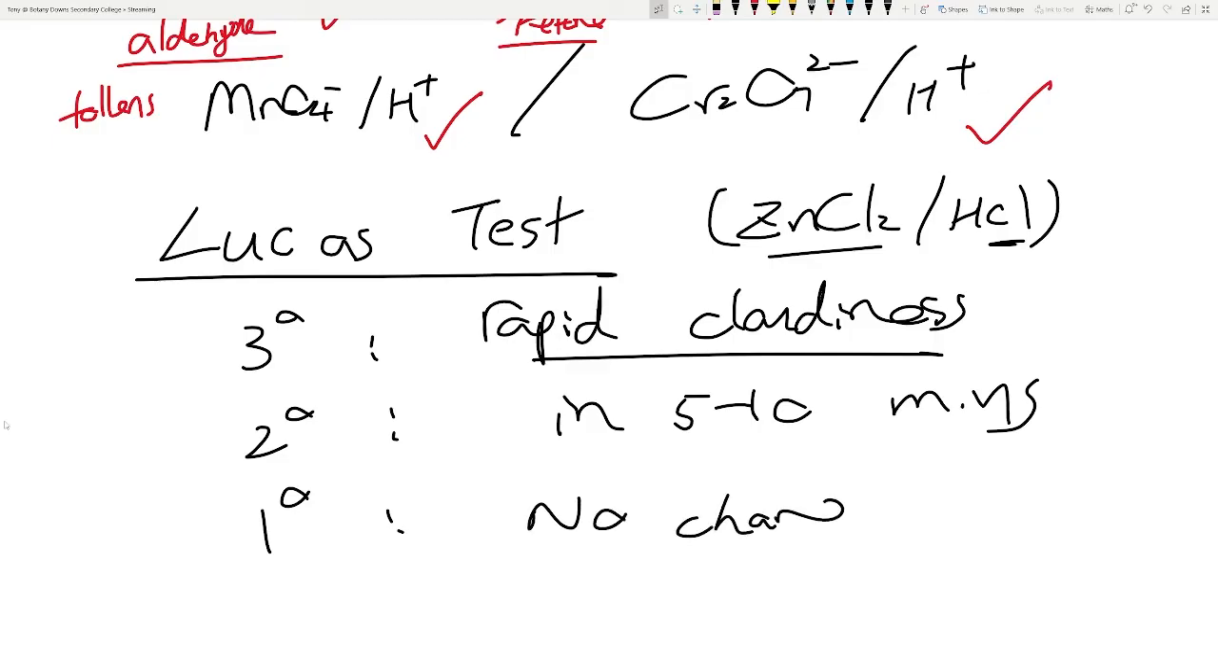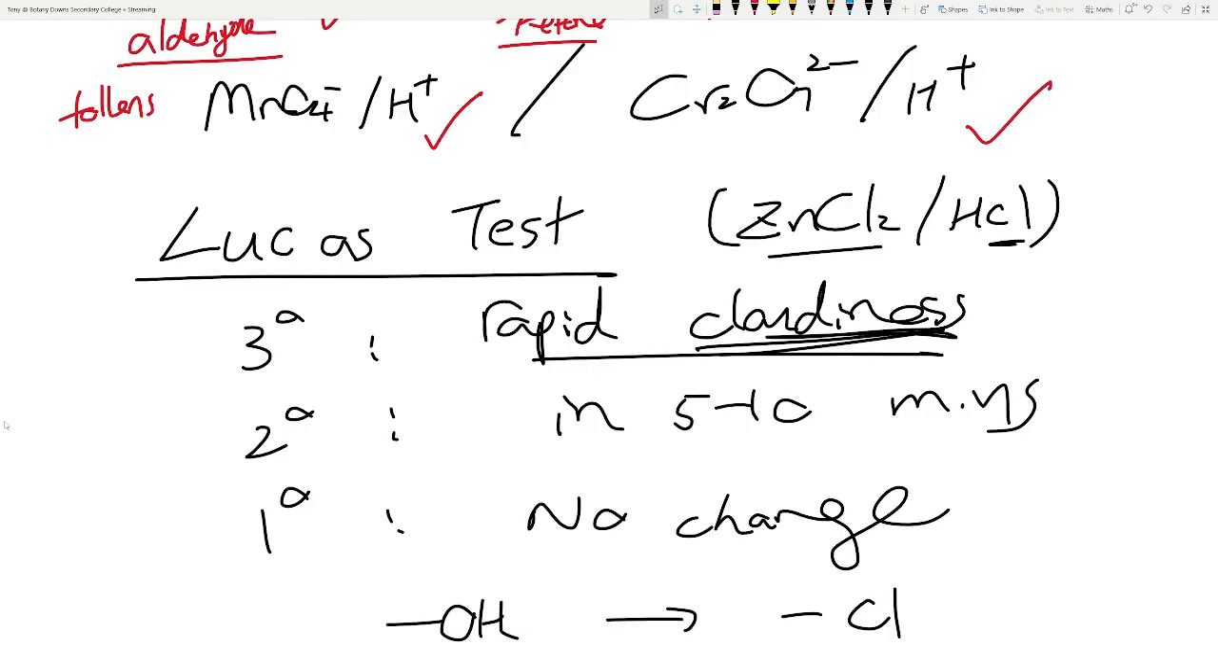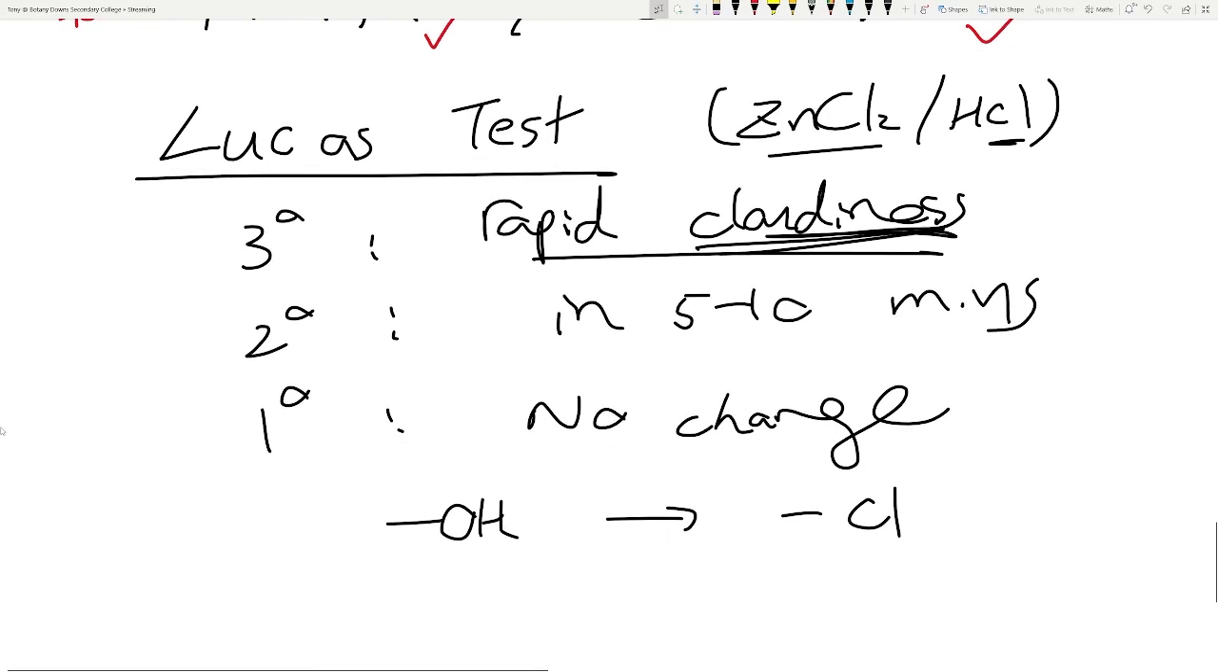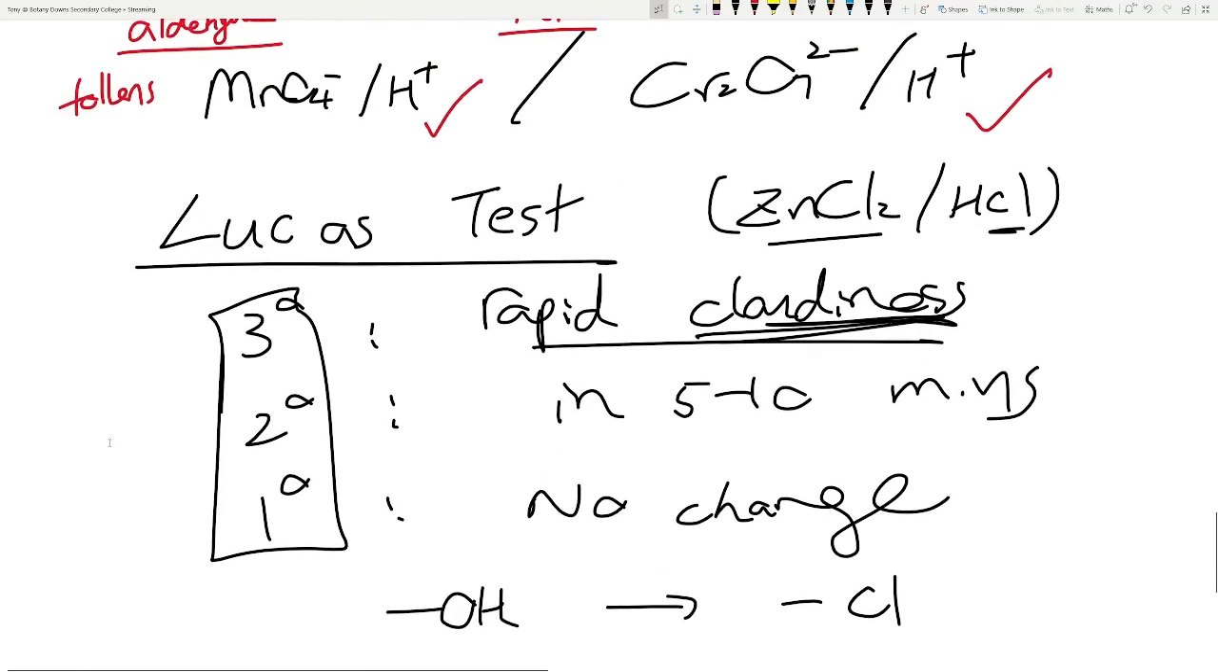It doesn't do anything. Okay, so why does it go cloudy? Because the OH group has been substituted by the Cl group, and it's just much easier for the OH to leave when there are more hydrocarbons nearby. It's not something you need to consider in high school. So the Lucas test is something that's really handy if you have primary, secondary, tertiary alcohols. Or you can do the long way.